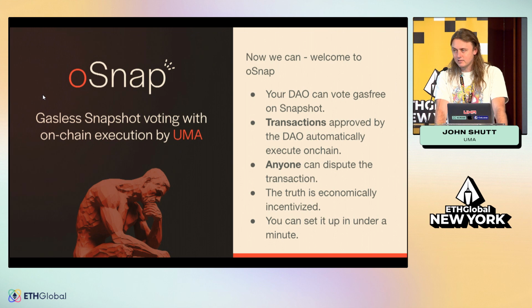So with oSnap, you can still vote on Snapshot. So you don't have to pay for gas on chain. You don't have to do these delegated voting schemes. You can vote gas free. Transactions that are approved, they're validated by the Oracle, and then they're automatically executed.